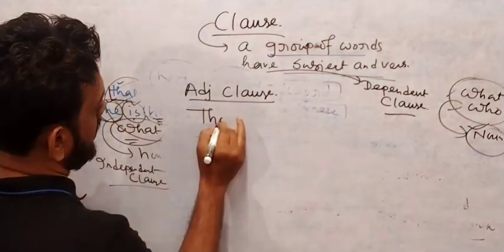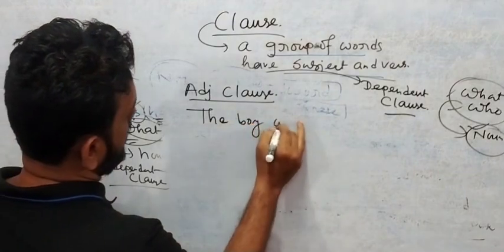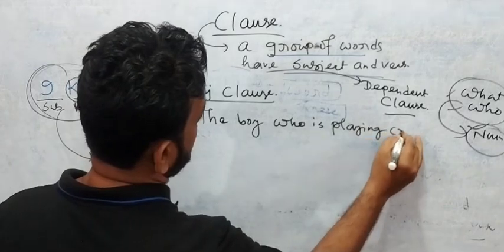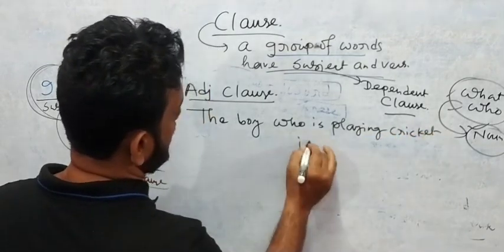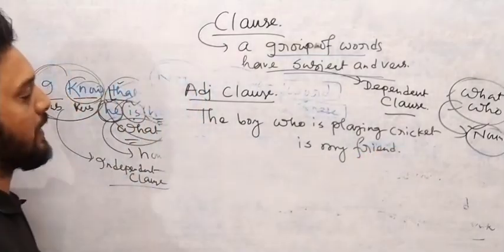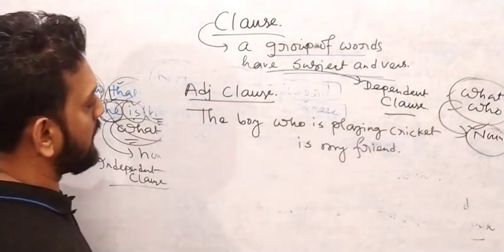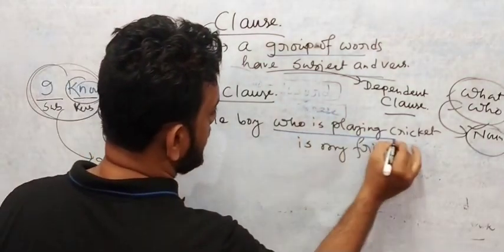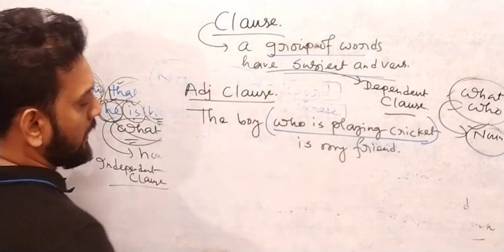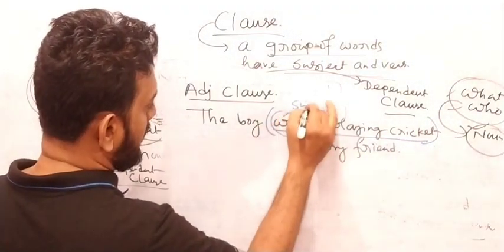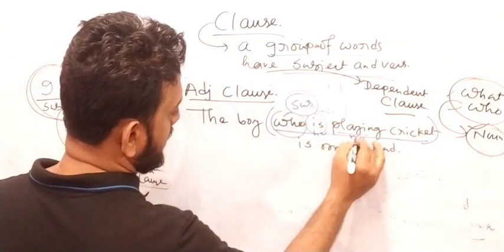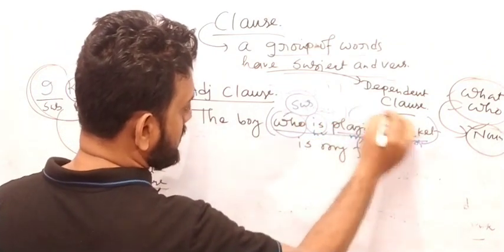Now, the boy who is playing cricket is my friend. Here you see, the boy who is playing cricket. Who is the subject over here, and it talks about the relative pronoun. Is is the helping verb, playing is the main verb, and cricket would be the object of this main verb.